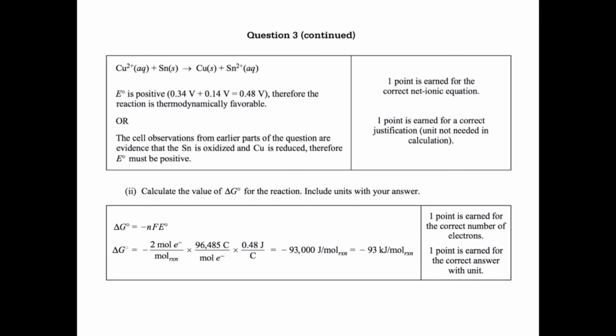In II, it says calculate the value of delta G. So we know our cell potential. We know that 2 electrons are going to be transferred, so it's going to be 2 times Faraday's constant times your cell potential. Keep in mind that's going to be in joules per mole. So you can say negative 93,000 joules per mole, or you can say negative 93 kilojoules per mole, or just negative 93 kilojoules. So you get 1 point for the correct number of electrons and 1 point for the correct answer with the correct unit. So I would have put kilojoules per mole. If you didn't, that's fine. Do it in the future, but otherwise kilojoules is fine.